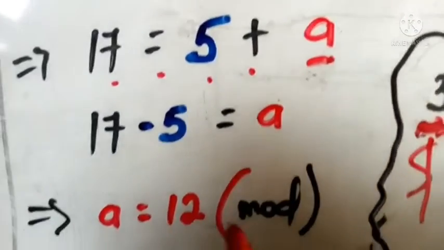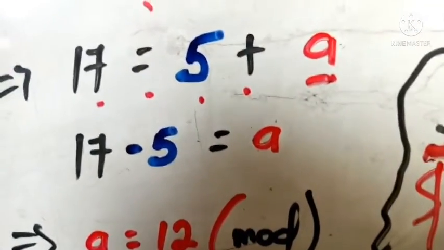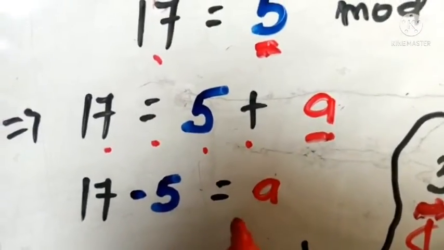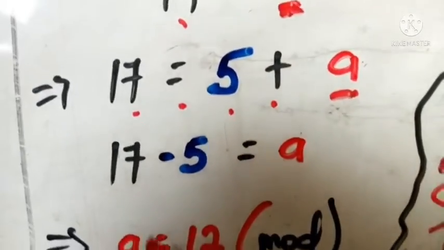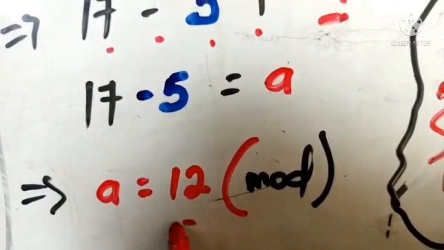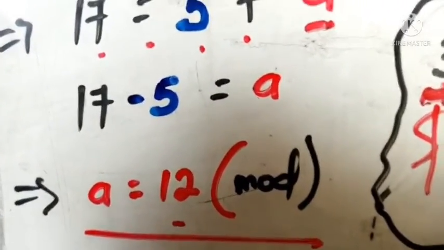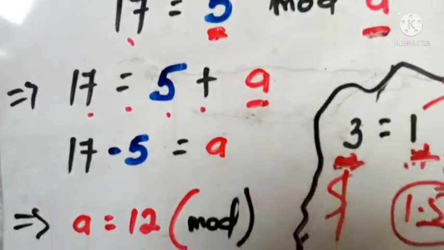So from this method, we can easily find the value of A. You just need to group the items, right? So you are going to subtract 5 from each side of the equation. So here you should have your A to be 12. So the mode here is 12. Right? So that is another very simple method.